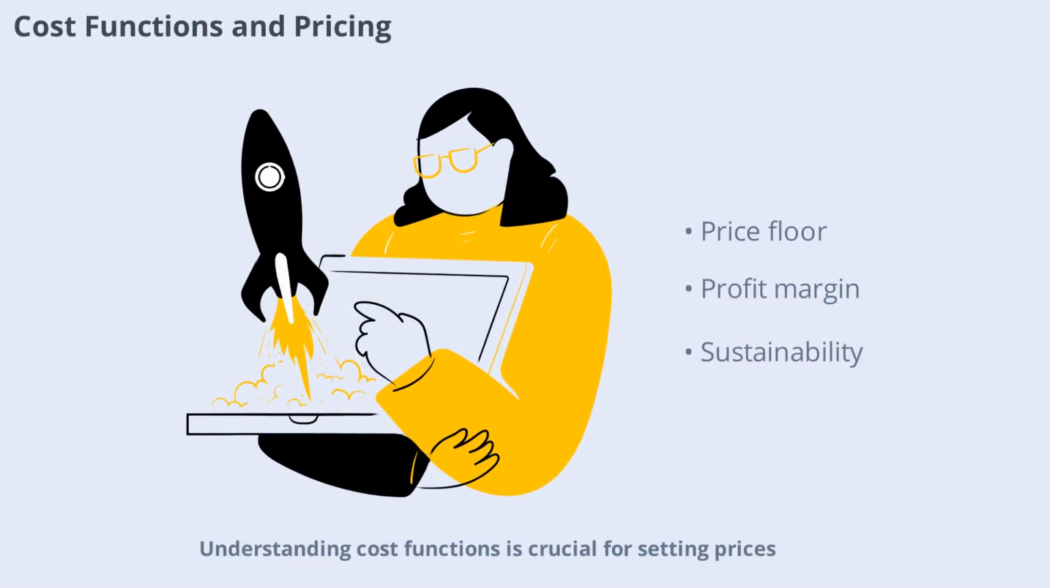Understanding cost functions is crucial for setting prices. Firms need to cover their costs and earn a profit, so knowing how costs behave at different output levels helps determine the minimum price needed. Cost-based pricing strategies rely on accurate cost functions to ensure sustainability and competitiveness.